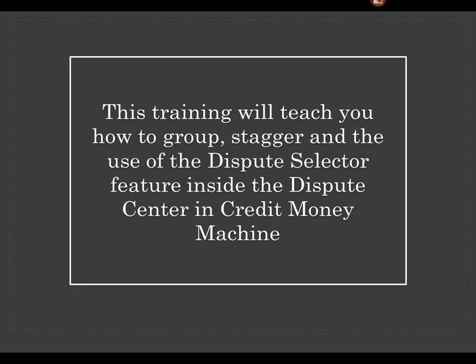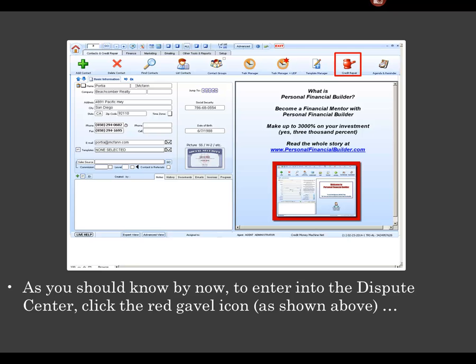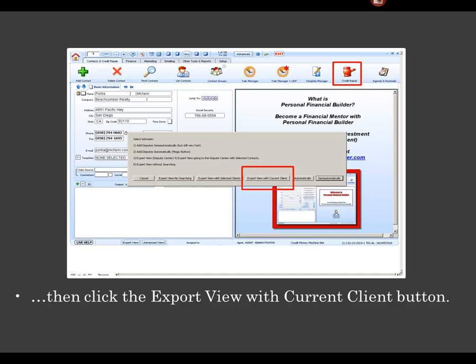This training will teach you how to group, stagger, and use the dispute selector feature inside the dispute center in Credit Money Machine. As you should know by now, to enter into the dispute center, click the red gavel icon, as shown above. Then, click the Export View with Current Client button.